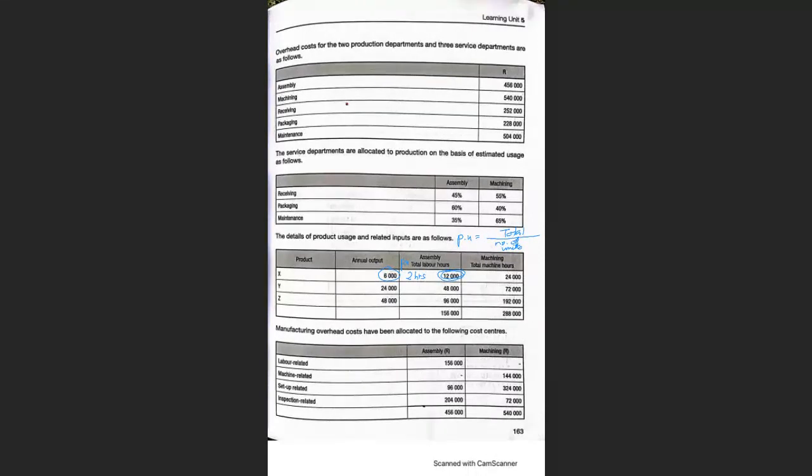The same for Y. In total, it's 48,000 hours that are needed. We are producing 24,000 units. So 48,000 divided by the 24,000 tells us that we also need 2 labor hours per unit. And the same here, 96,000 divided by the 48,000 tells us that we need 2 labor hours per unit. You're fine with how many labor hours are needed?